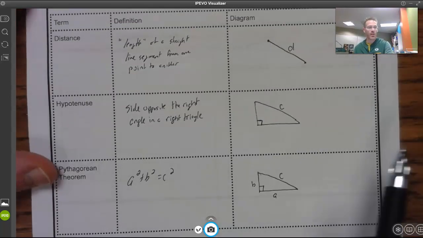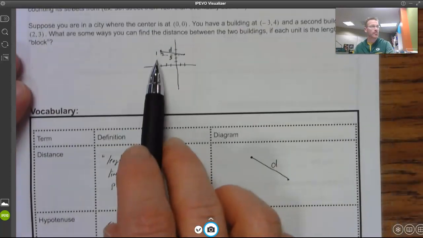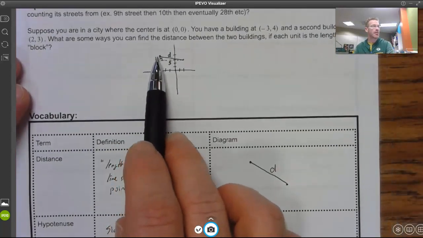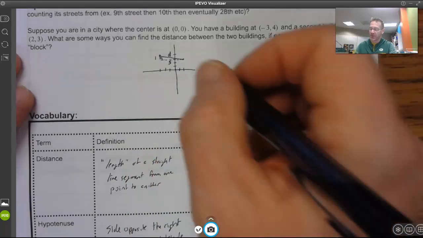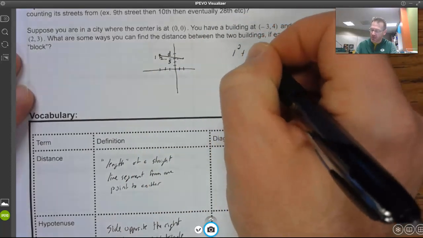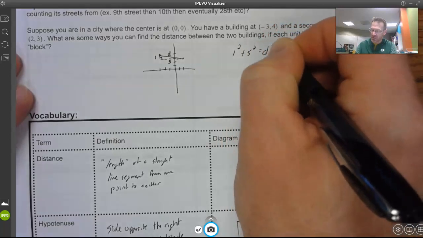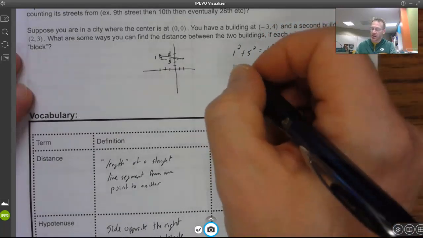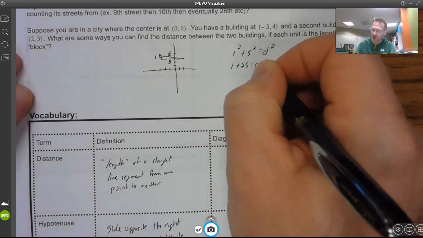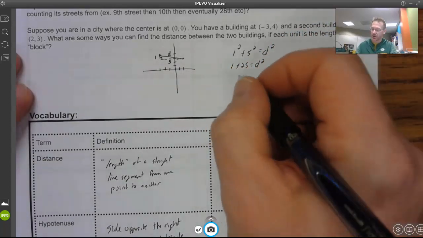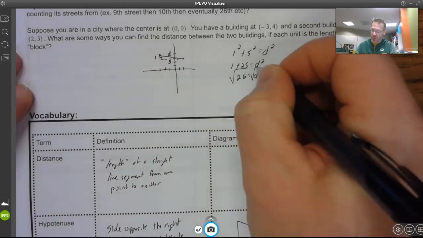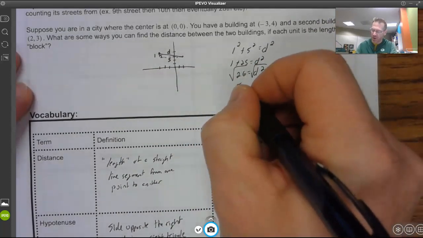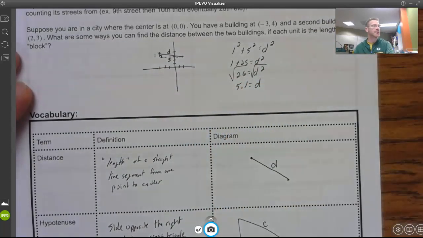And so notice if I go back up to our problem, I created this right triangle. So notice the vertical leg is 1, the horizontal leg is 5. And so I could go 1 squared plus 5 squared is equal to d squared. So 1 plus 25 is equal to d squared, so 26 is equal to d squared. And I could take the square root of both sides, and I'm going to get like 5.1, I think, here. That would be my distance.